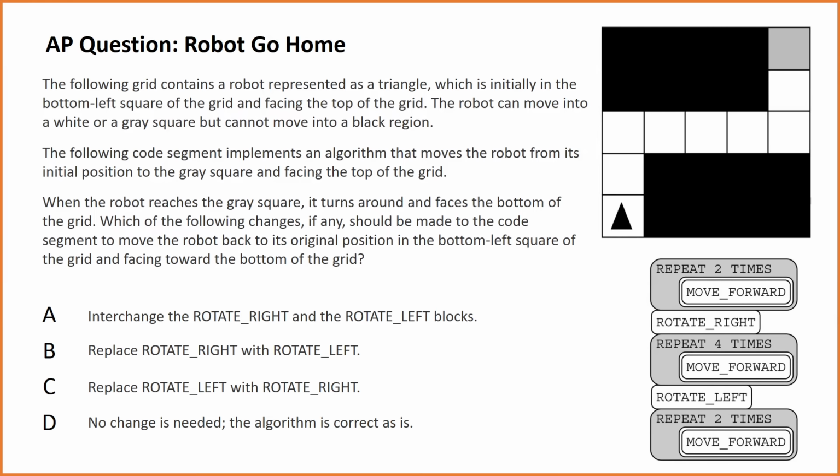All right, so this is using some loops now to try and do something that we're trying to get done. We're trying to use repeats. These are repeat 2 times loops, or 4 times loops. This is a little easier to think about. Let's look at the code. Repeat 2 times, move forward: 1, 2, rotate right. Repeat 4 times: 1, 2, 3, 4. Rotate left. Repeat 2 times, move forward: 1, 2. Okay, so that's this code here.